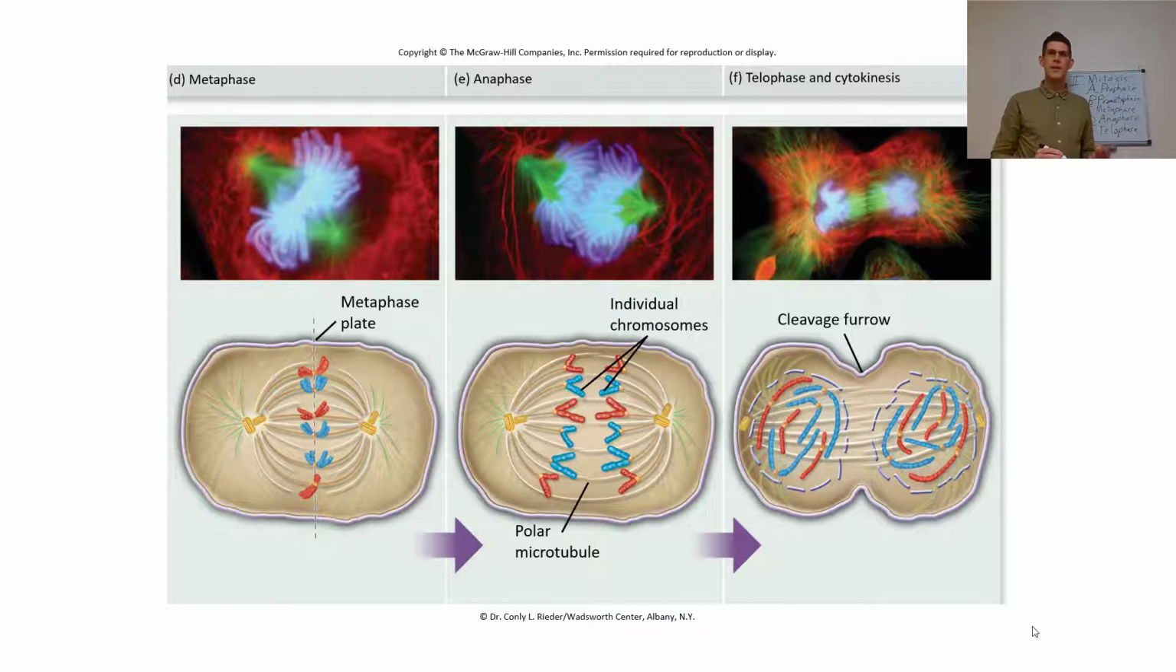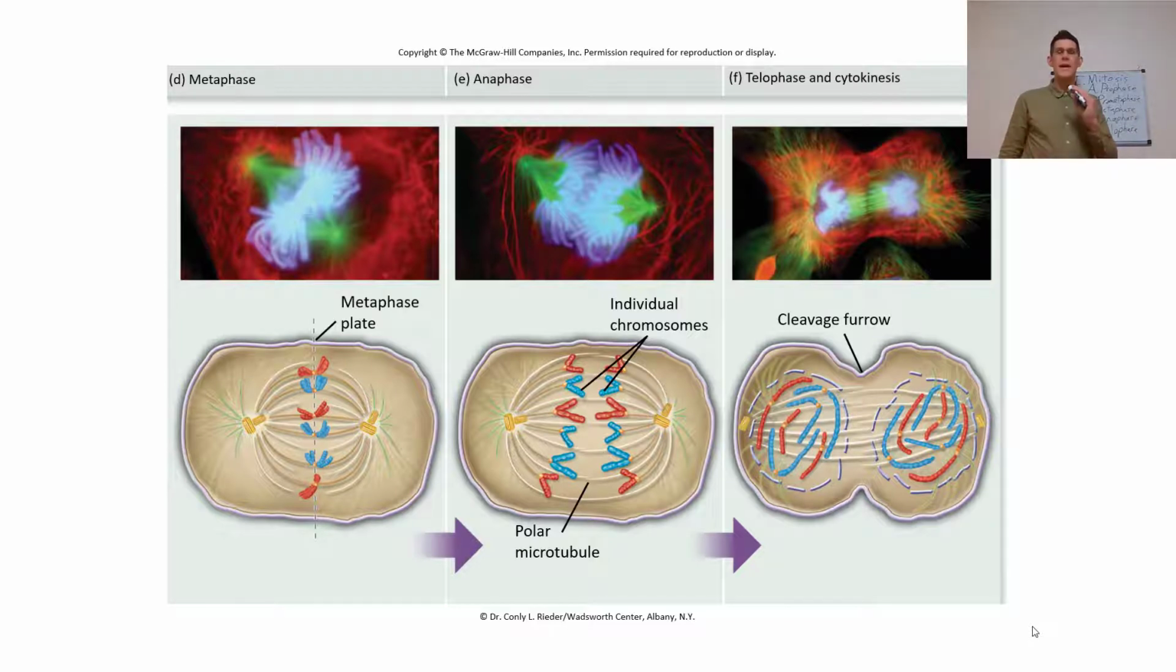Telophase is essentially prophase in reverse. The nuclear membranes begin to form around each new nucleus, and the chromosomes begin to decondense and allow access to the DNA again. You're going to get two new nuclei, and then you're going to have two cells.